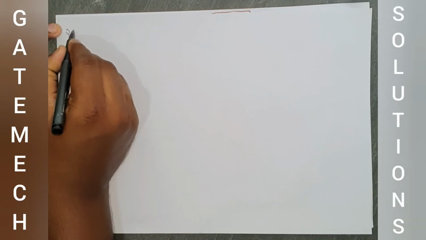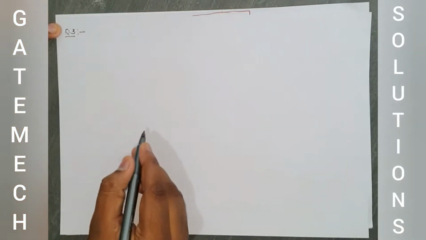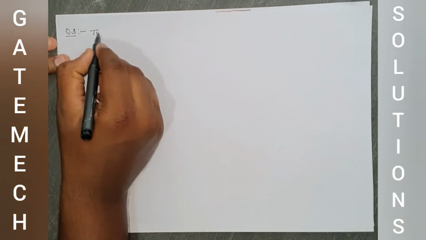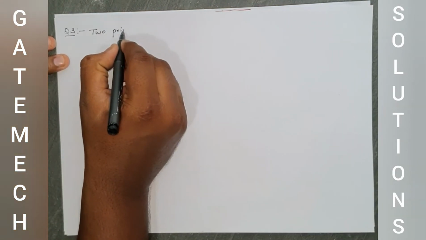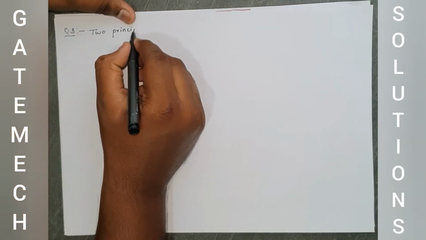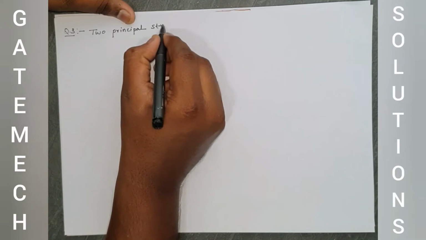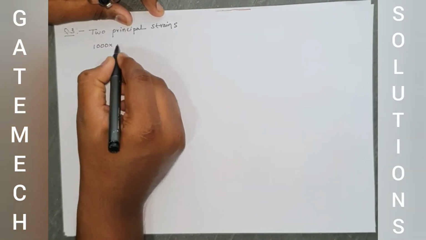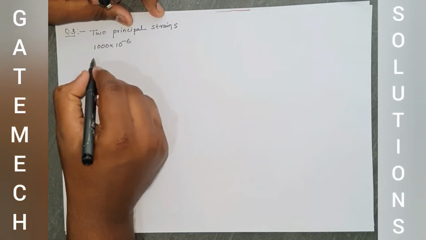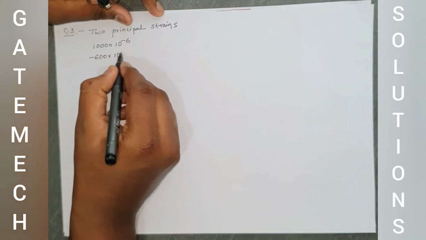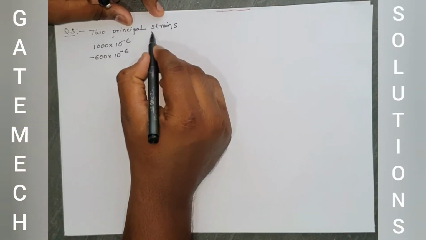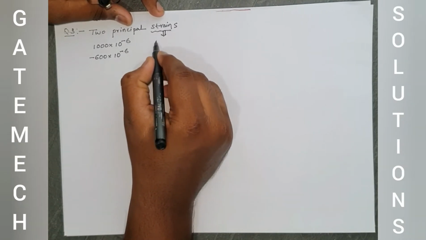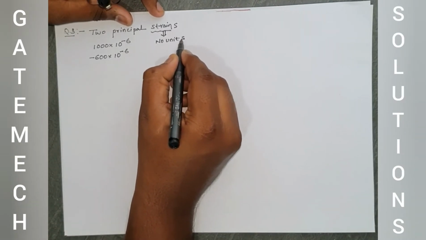Number 3. In question number 3, they have given two principal strains of magnitude 1000 into 10 power minus 6 and minus 600 into 10 power minus 6. So we already know the strain doesn't have any units.